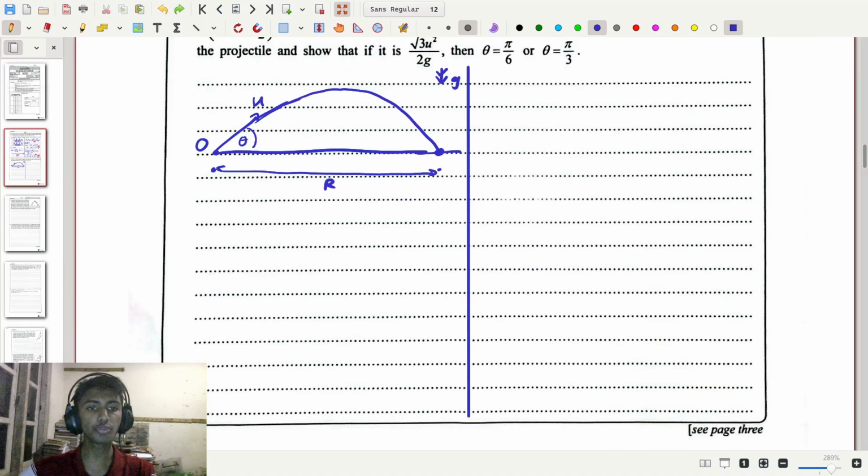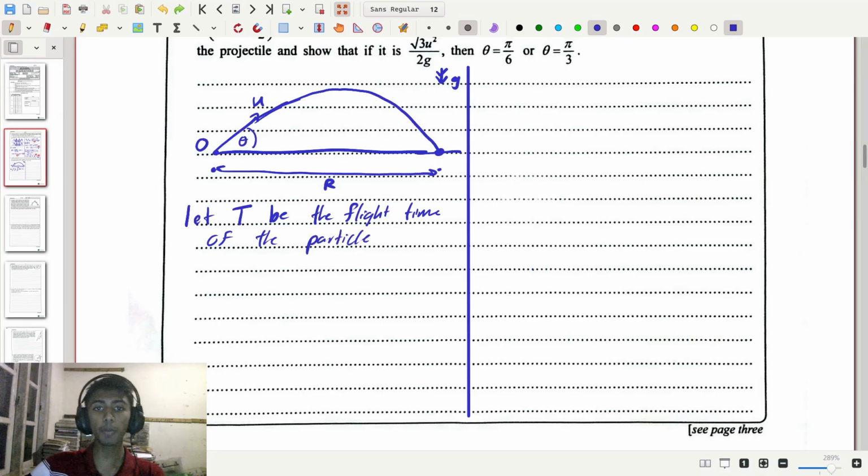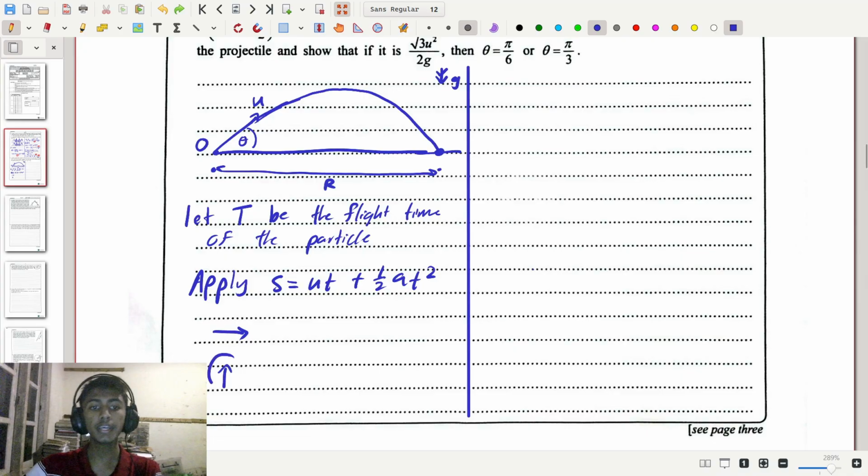So what we're going to do first is to define that by saying let's say capital T be the flight time of the particle. So this means if we start a stopwatch at the point O and we stop it at the point when the particle again hits the ground, then the total time recorded by the stopwatch is going to be capital T. So now given this, as I said, what we're going to do next is to apply s equals ut plus half at squared in both the horizontal and vertical direction. So I can represent that with a horizontal arrow here and a vertical arrow here.